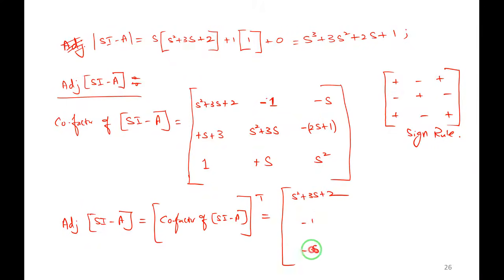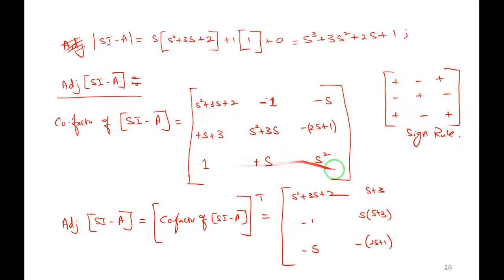First row is over. Next, take the second column, S plus 3, S square plus 3S, or else I can take common S, right? If I take S common, S plus 3, is it fine? I have taken S common. The next, S plus 3, this is our minus of 2S plus 1.